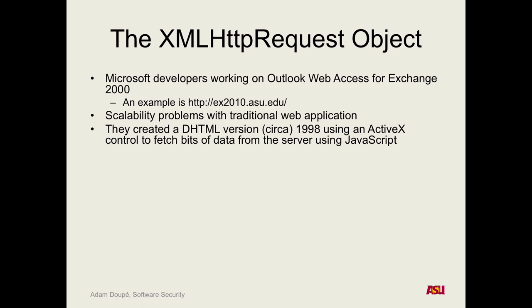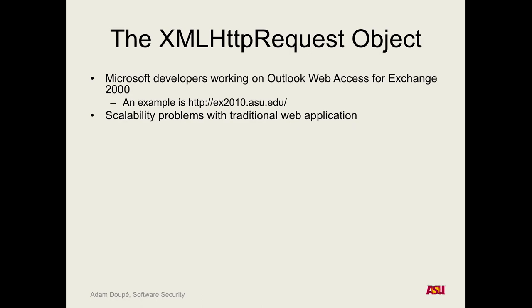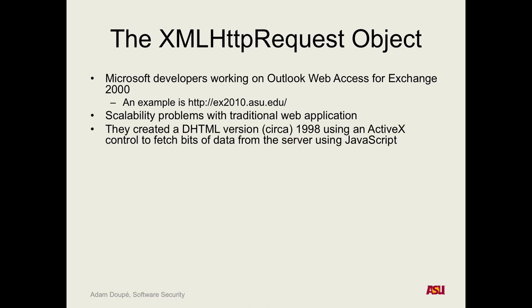So the problem is they found scalability problems with traditional web applications. They found out that the servers were just crumbling under all these requests. Because if you think about it, with an email app, you want to be able to click through emails, so you are frequently interacting with it.